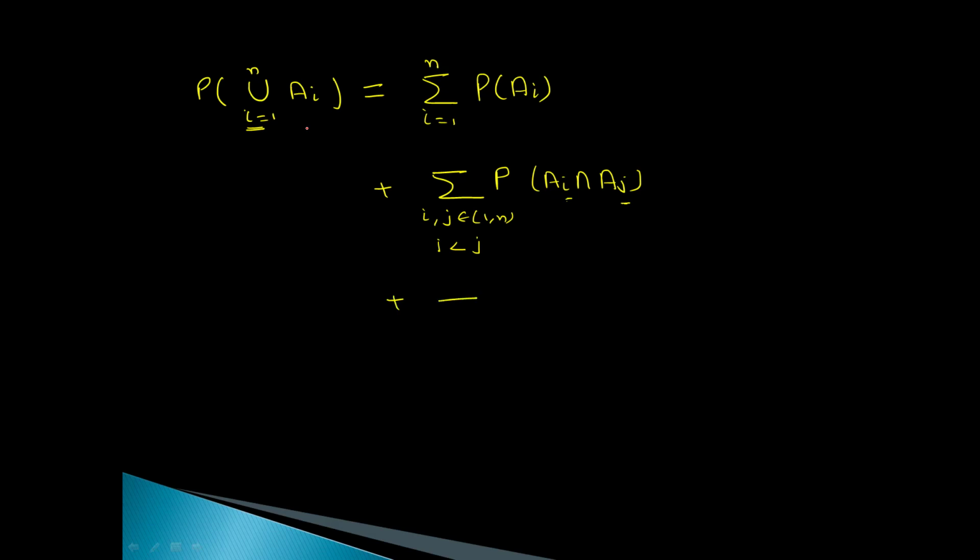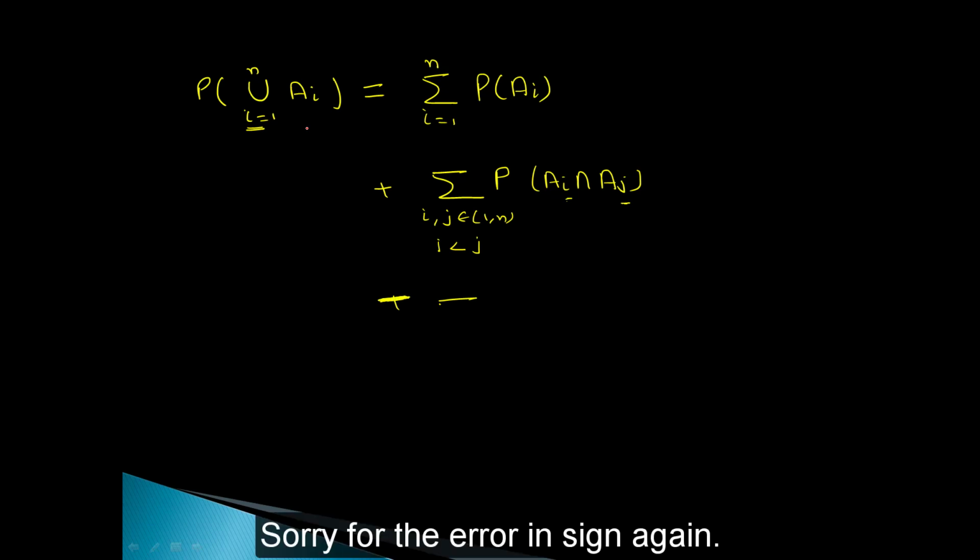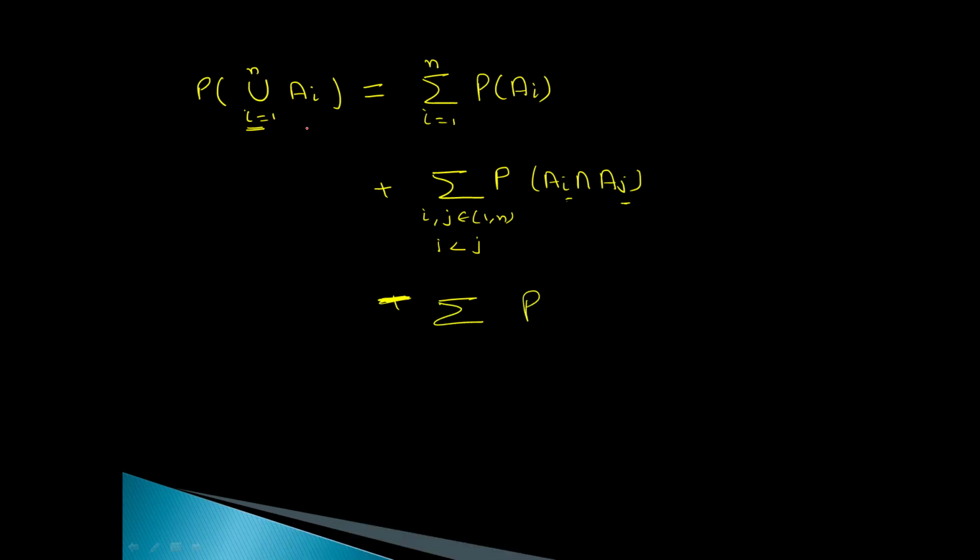Next we need to subtract, this is minus here, these probabilities of AI intersection AJ, and in a similar fashion I am writing AK. K is a new index. Again, K is also taking values from 1 to n. We need to specify that all three indices I, J and K are different.